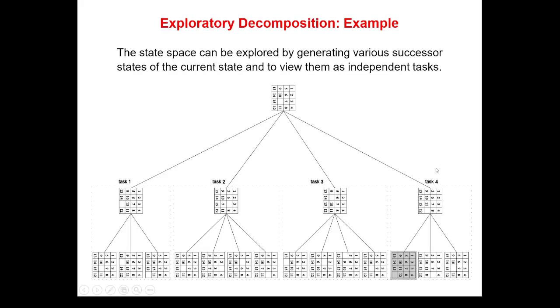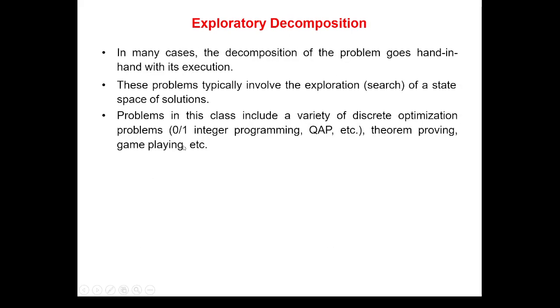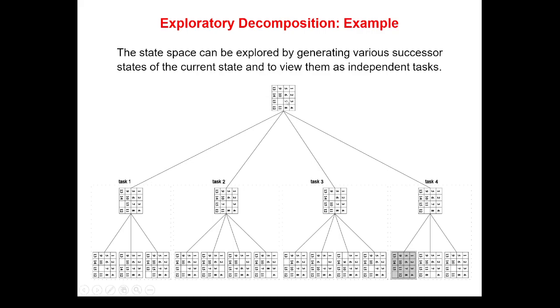Okay, let's say for example we have the state space, benda kita boleh explore by generating various successive states of the current state and to view them as independent tasks. Jadi daripada state yang kita macam ni, kita boleh pecahkan benda ni kepada beberapa bahagian lain. Contoh macam ni. Tadi kita dah gerakkan 7 ke atas. Alright, kita selesai ditunjuk 7 ke atas. Jadi task pertama adalah kita boleh gerakkan 15 ke atas. So kita bergerakkan 15 ke atas.